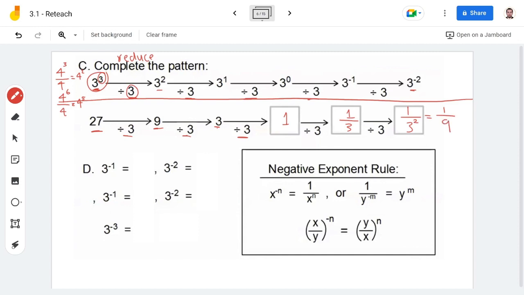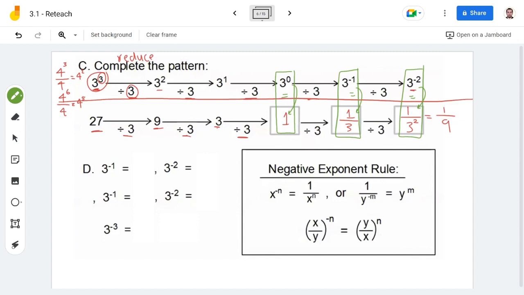Okay, so now look at the pattern here. What's happening here? If you look here, 3 to the power of 0, always it's equal to what? 3 to the power of 0 is equal to 1. Same thing here. When we have 3 to the power of negative 1, we can write it as 1 over 3. When we have here 3 to the power of negative 2, we can write this one as 1 over 3 to the power of 2 and then simplify.